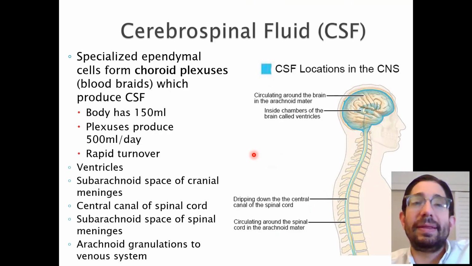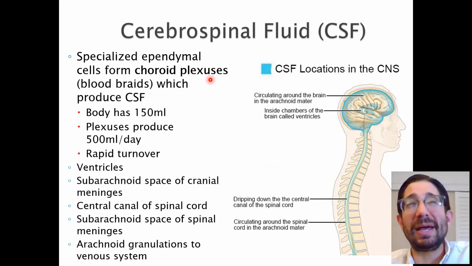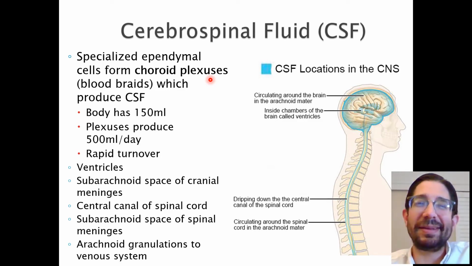So that brings us to CSF, the last of the ways that we're going to protect and support the brain. The CSF is made by ependymal cells, which we talked about previously, but they specifically come from this structure called the choroid plexuses. Choroid means basically blood, and a plexus is a pleat, which I had to look up. It's like a sewing or fabric kind of thing.